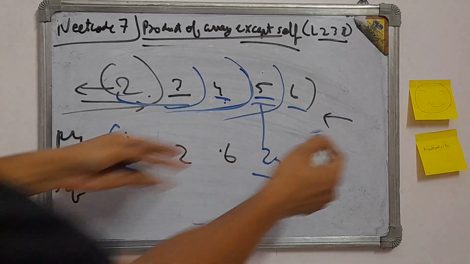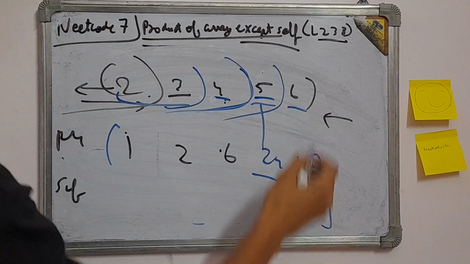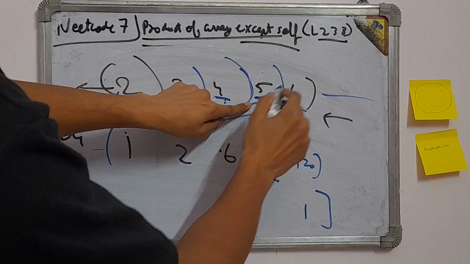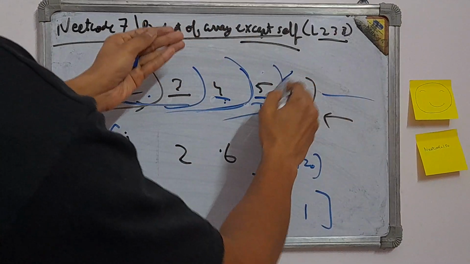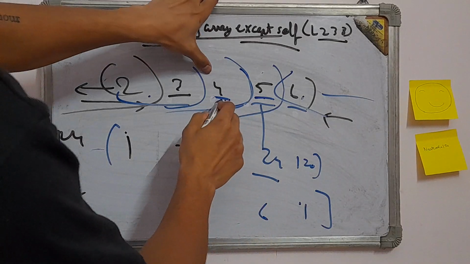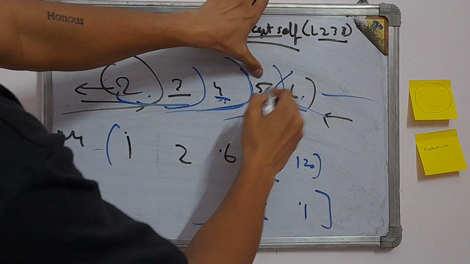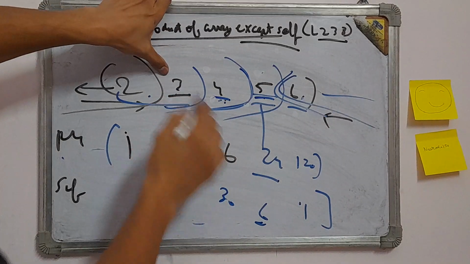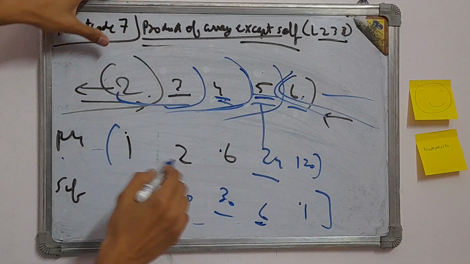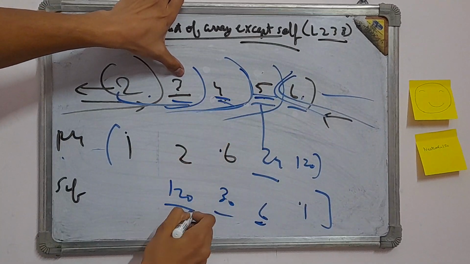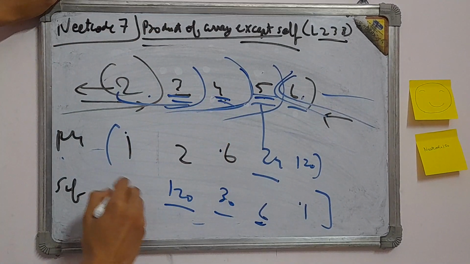Now similarly for the suffix, we start from here, and the suffix of 6 is nothing because there is nothing on the right, so we take 1. For 5, everything on the right of 5, that means 6 into 1 is equal to 6. For 4, we want everything right of 4, that means everything right of 5 into 5, so 6 into 5 equals 30. Similarly for 3, we got 30 into 4, 120. For 2, we got everything right of 3 into 3, so we got 360.